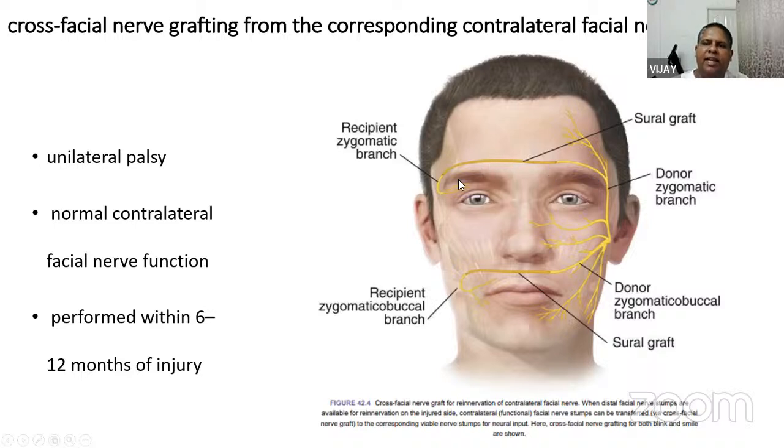If it's for the temporal branches, keep a nerve graft in the supraorbital area. If it is for the smile branch, keep it in the upper lip area near the piriform aperture. Here you can see the anastomosis or coaptation of the graft from the zygomaticobuccal branch to the recipient zygomaticobuccal branch. Cross-facial nerve grafting is usually done in unilateral palsy with normal contralateral facial function, within 6 to 12 months of injury.